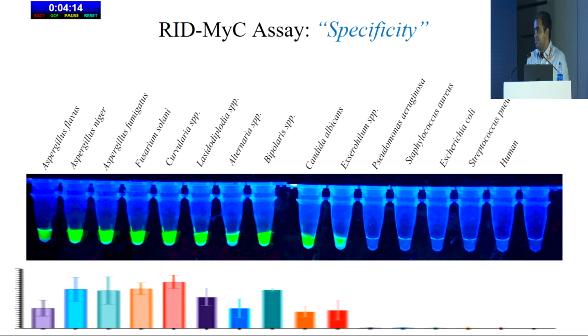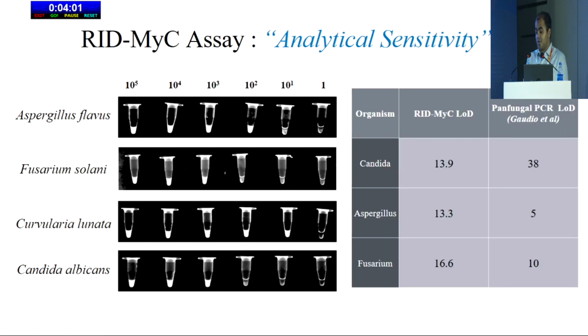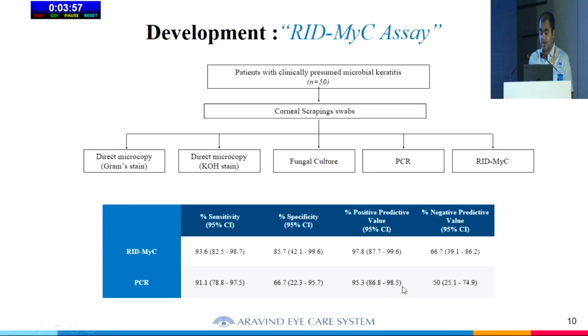The first step was to test the specificity of the assay. As seen here, a positive test was seen with all tested fungal DNA, but not with bacterial or human DNA. Then we tested the analytical sensitivity of the assay. This was around 13 to 16 genome copies for these common fungus, which was better than pan-fungal PCR. Then we tested the clinical validity of this assay. The sensitivity and specificity of RID-MYC was superior to PCR.